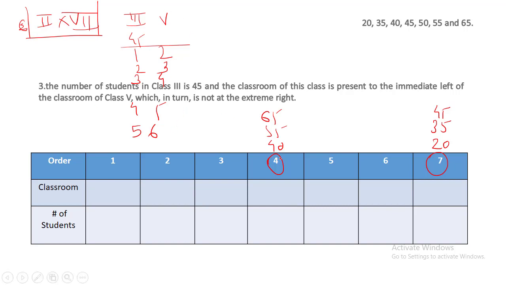Hence, we have 5 different possibilities for this particular point. Now we can always connect the previous point with the current point. That is a very important skill to tackle LRDI puzzles. We know that at number 4, whatever the class is going to come, they will either have 40 or 55 or 65 number of students, and the classroom of class 3 is going to have 45 number of students. That means that this class cannot come at number 4. Hence, we are ruling out this particular possibility. So we are left with only 4 possibilities.